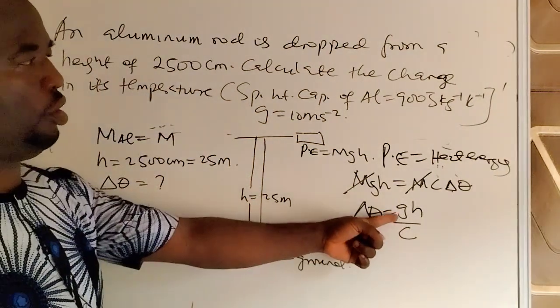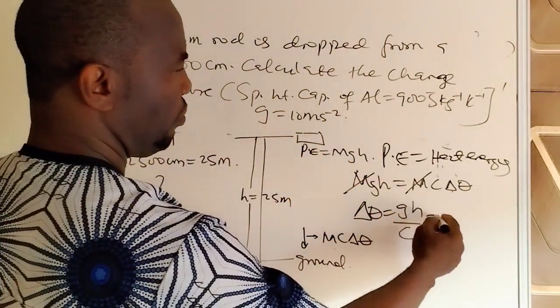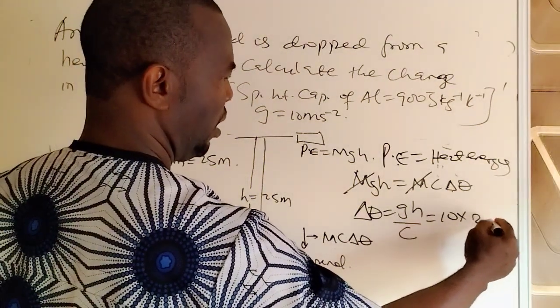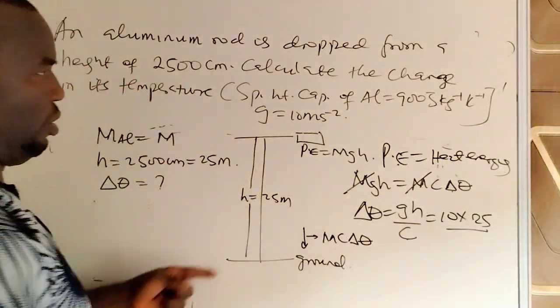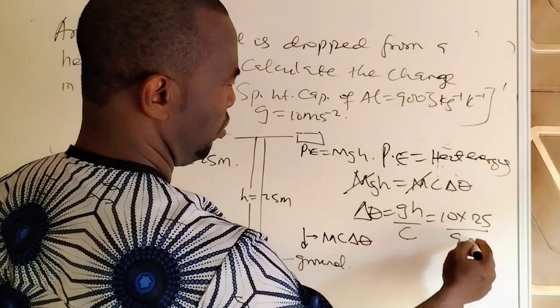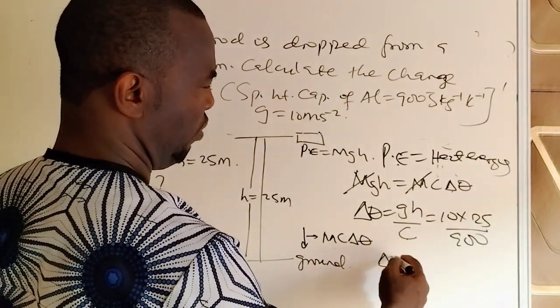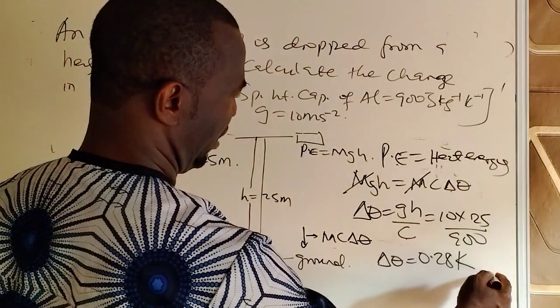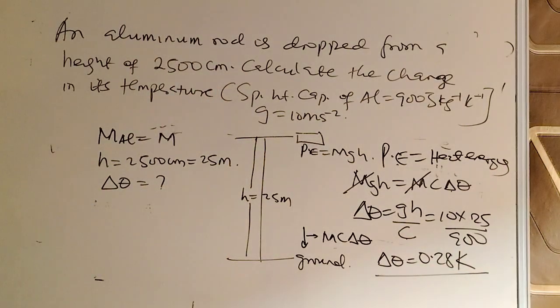So here g is the acceleration due to gravity given to you. h is the height, 25 meters. And then the specific heat capacity of aluminium is 900. So when we solve this, we now have 0.28 degrees Celsius or Kelvin as our change in temperature for the aluminium rod as it falls through this height. So we are seeing the basic aspects of heat capacity and specific heat capacity calculations and the introduction to this topic.